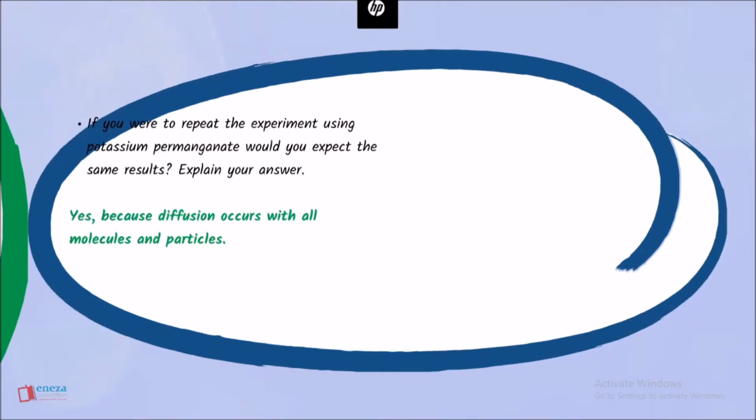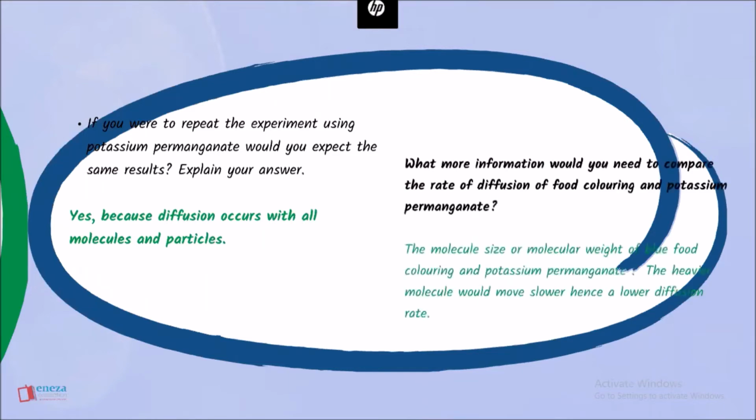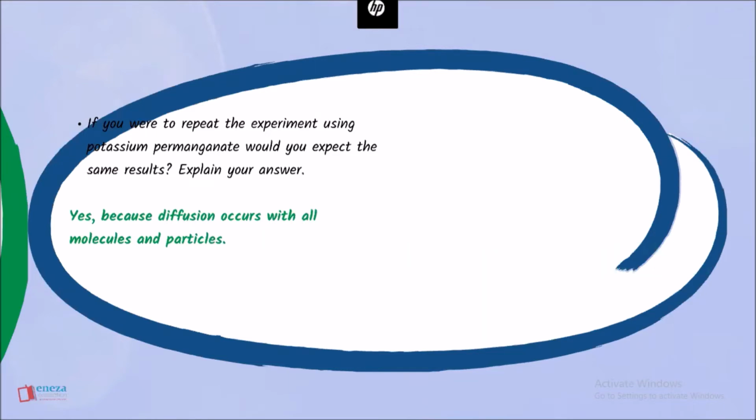If you were to repeat the experiment using potassium permanganate, would you expect the same results? Remember, in this case, we have used methylene blue. So if we were to use potassium permanganate, would the results be the same? The answer is yes, because diffusion occurs with all molecules and particles.